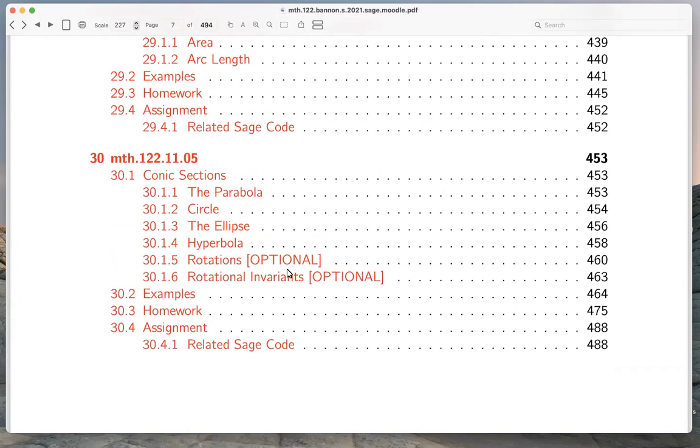Some of the stuff I have down is optional, and that's the rotations, but that was extensively covered in Math 120. The reason rotations were covered in Math 120 is it's related to trigonometry, and we're basically just rotating through some acute angle counterclockwise of the conic sections.